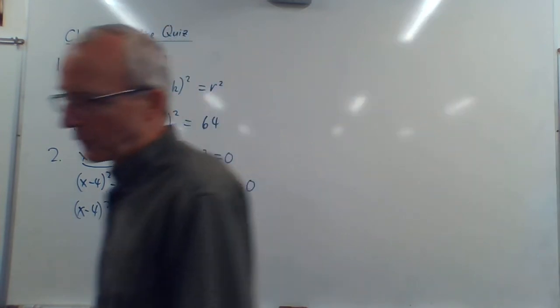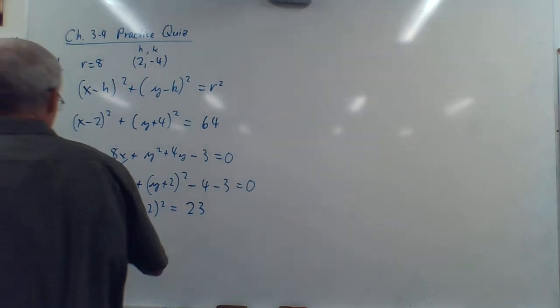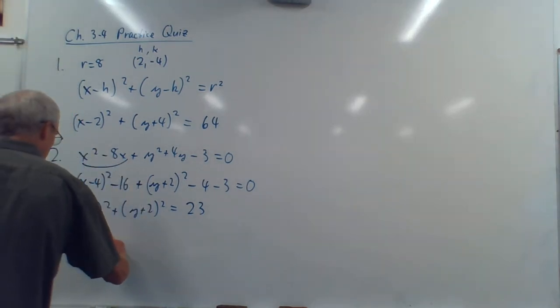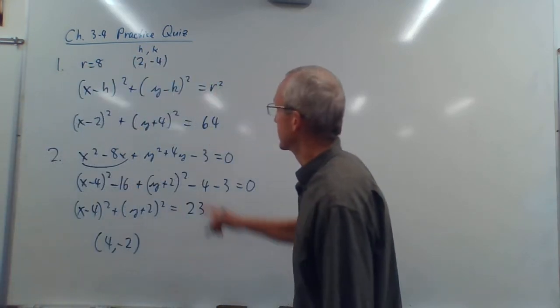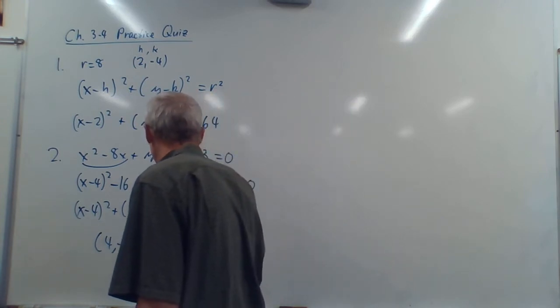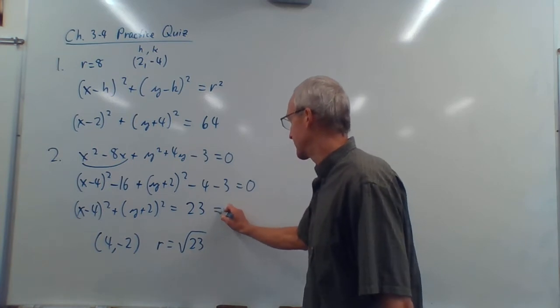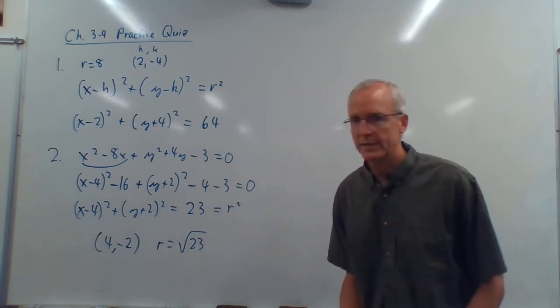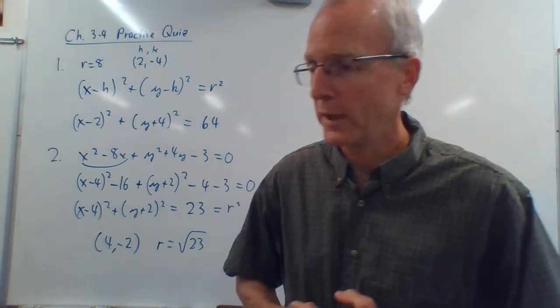Okay, and now we're pretty much done. So the center of the circle is (4, negative 2). And, oh, it's like the opposite of the first one, right? And the radius is the square root of 23, because this is the radius squared. So the radius is the square root of 23, which is a horrible number, but who cares? Just write it as the square root of 23. Don't have to worry about it.